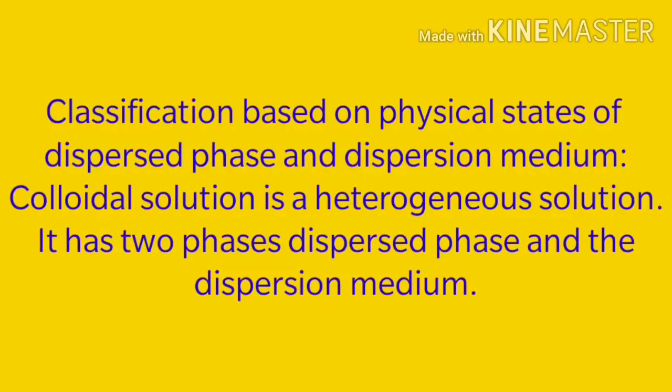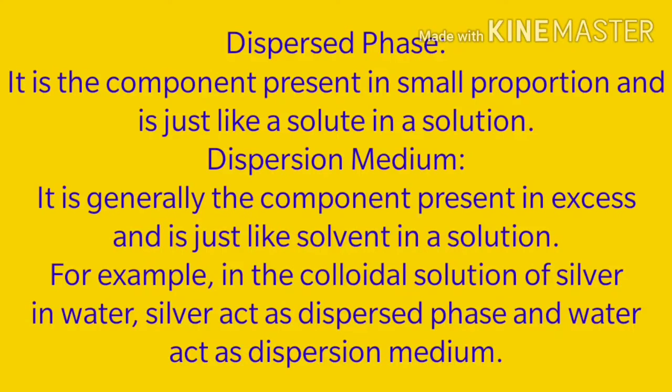Now we classify the colloidal solution on the basis of dispersed phase and the dispersion medium. As we have studied, colloidal solution is heterogeneous in nature, it has two phases, dispersed phase and the dispersion medium. In a solution we use solute and solvent. So in the colloidal solution we use the dispersed phase, that is the solute, and dispersion medium, that is the solvent. So first is the dispersed phase.